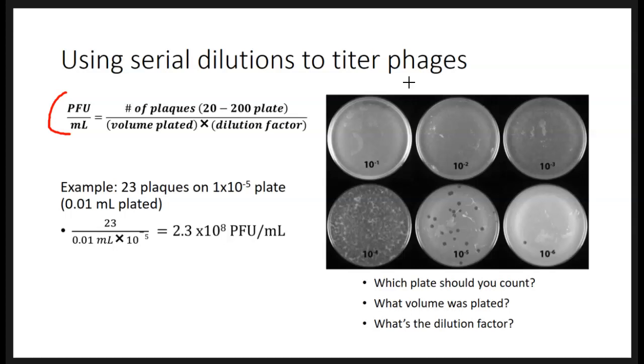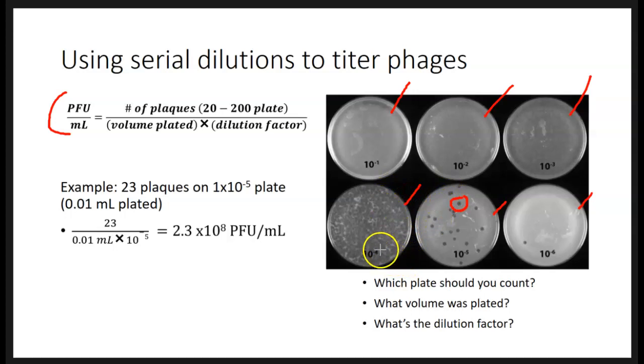For example, here on the right, we have some results of a serially diluted phage sample. We have a 10 to the minus 1 plaque assay, a plaque assay with a 10 to the minus 2 sample, a 10 to the minus 3, 10 to the minus 4, 10 to the minus 5, and 10 to the minus 6. So you should observe carefully a few things about these plates. First, on the 10 to the minus 5 and 10 to the minus 6 plates, we have these nice individually appearing isolated plaques.